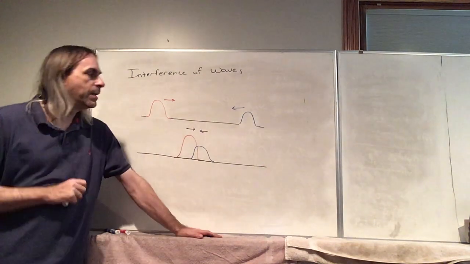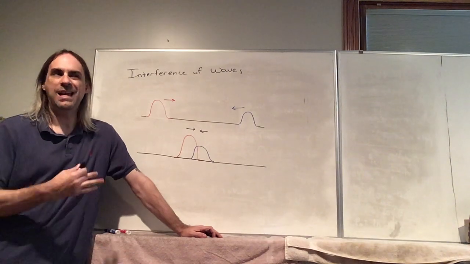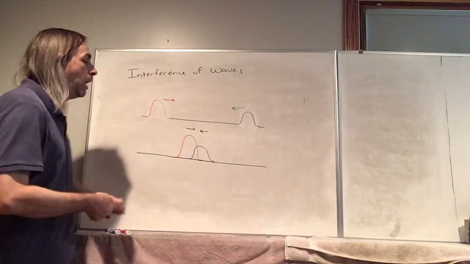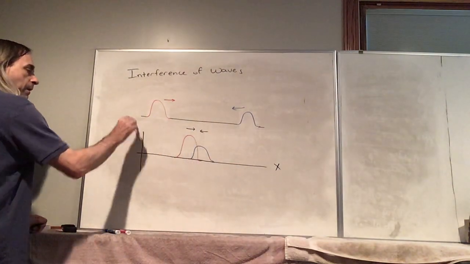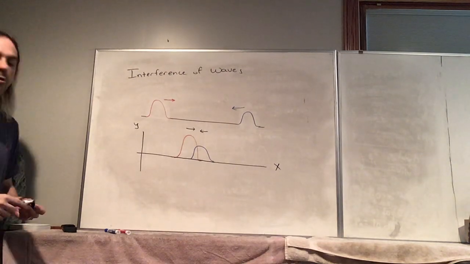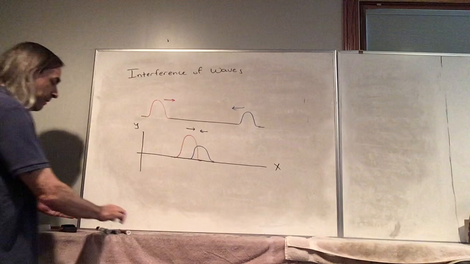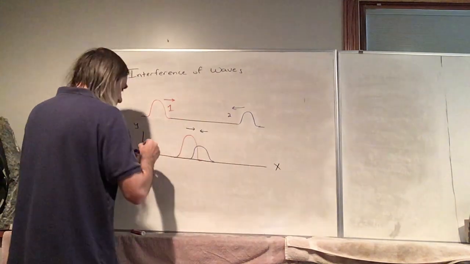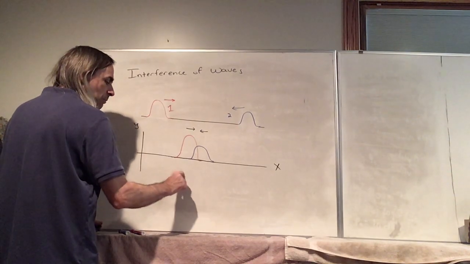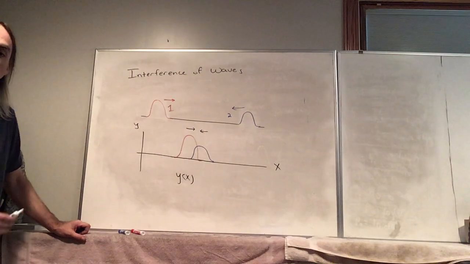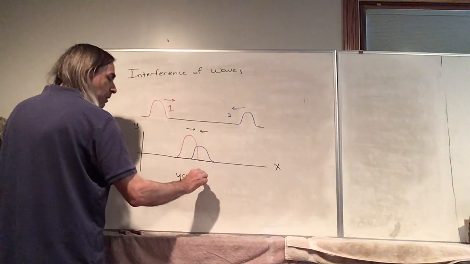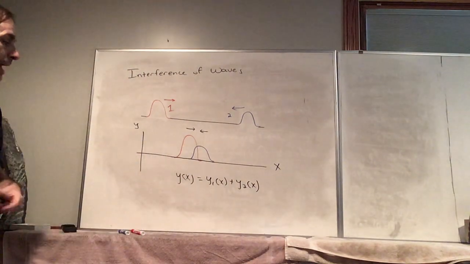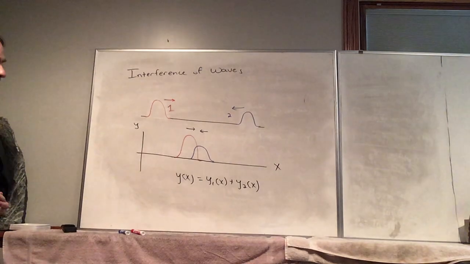The answer is given by something called linear superposition. It's kind of a big word, but actually the concept is fairly simple. Let's call this our x-axis, and this our y-axis, so y is the amplitude of the wave. Let's call this wave 1, and this one here wave 2. At any given x value, y, the amplitude of the actual string, would be y1 at that location plus y2 at that location. So we look at a particular x value, and then we just add the two y values.